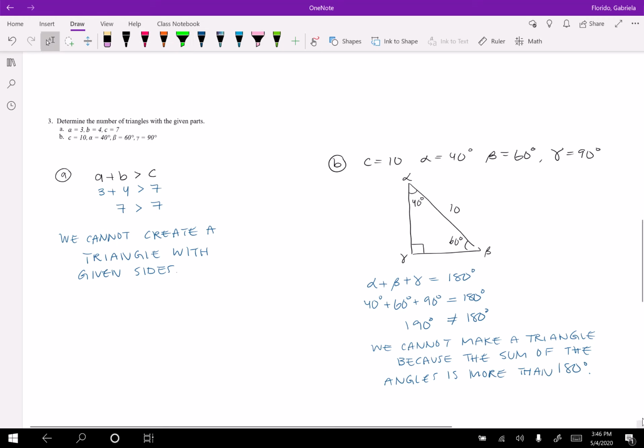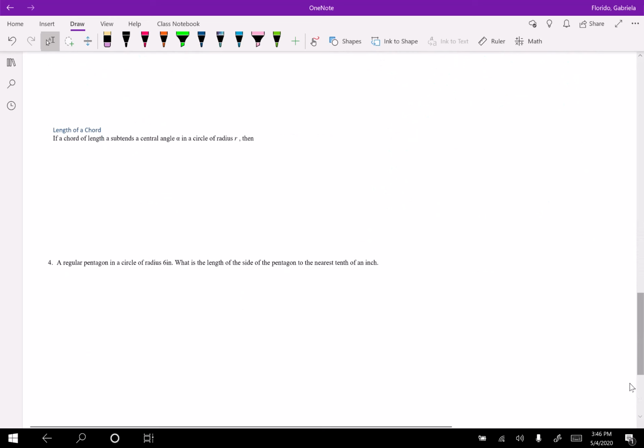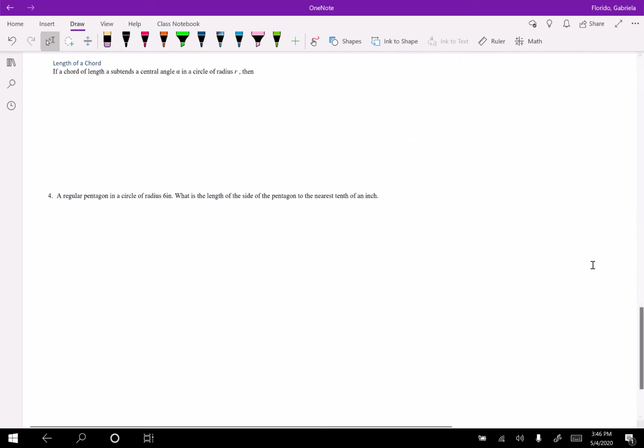The next topic that I want to talk about is the length of a chord. If a chord of length A subtends a central angle alpha in a circle of radius r, then we're going to have that little a is equal to r times the square root of 2 minus 2 cosine of alpha. And now we'll prove that right now.